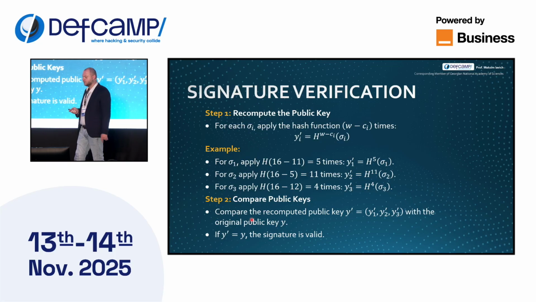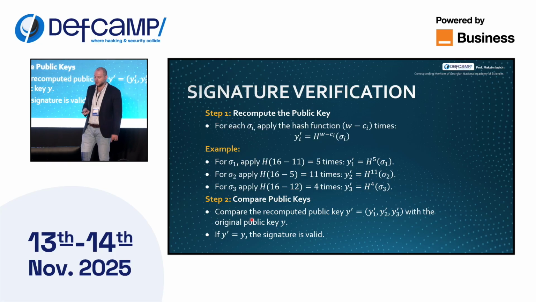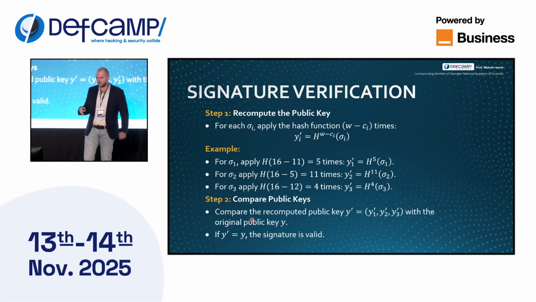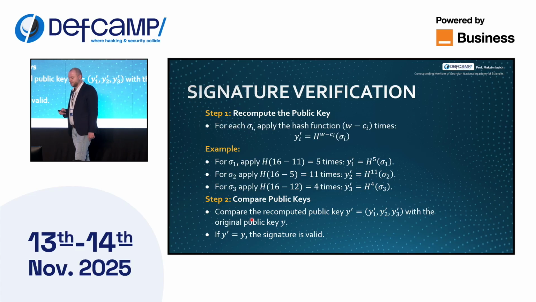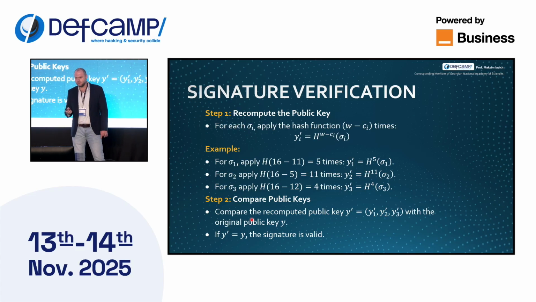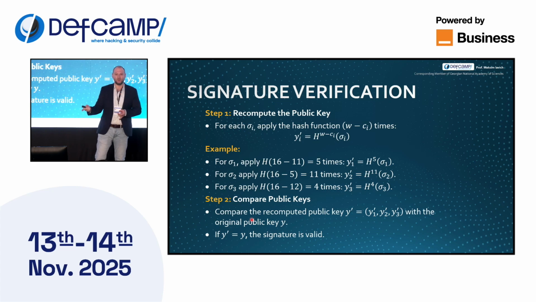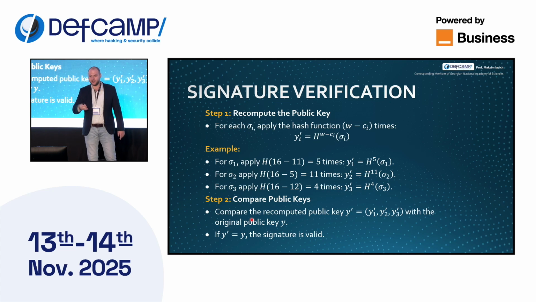How do we verify the signature? We have the verification keys, which are hashed, in our case, W times, 16 times, and the corresponding part of the signature is hashed, for example, 11 times. We must hash it 5 times more, and afterwards compare it to the verification key.